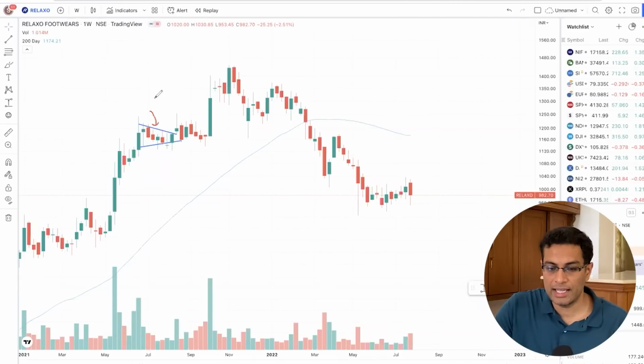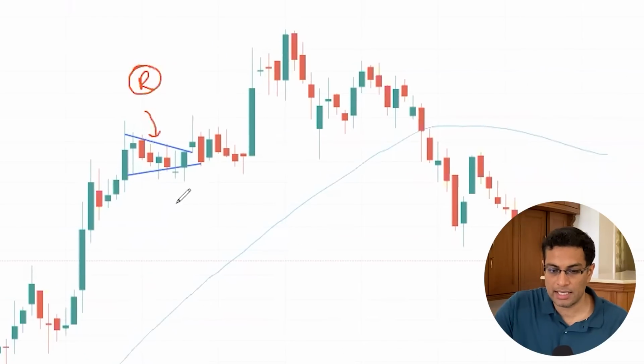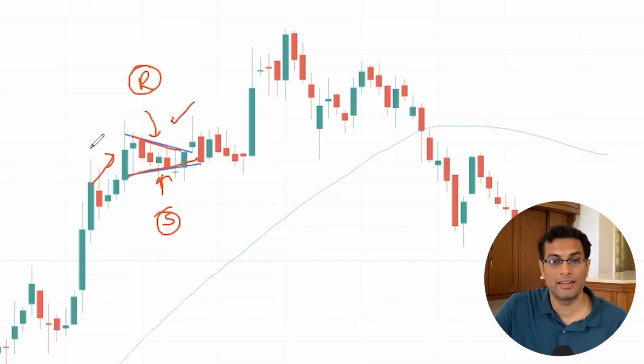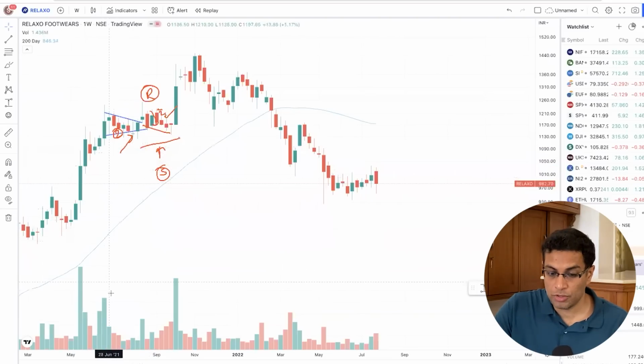So let me show you an example here by taking you to Relaxo's chart. Again, you can go on TradingView and look at this chart. So here you can clearly see that this top line is the resistance line. This is the support line, and you have this convergence pattern forming. So this criteria is met. You also see that the stock had already given a breakout. So this second criteria is met. Then how do you check volumes? So you see that these bars are going lower and lower.